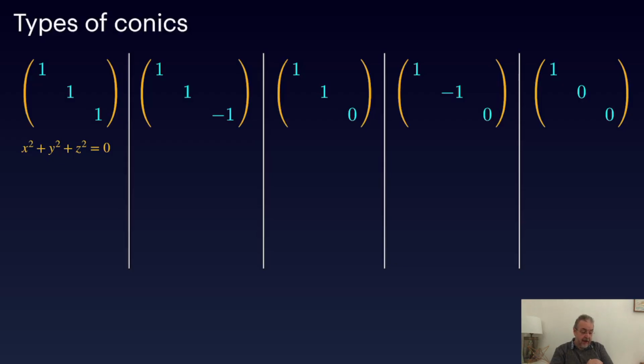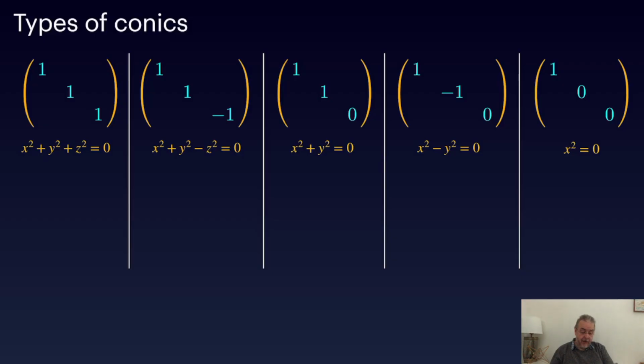Here you get something like x squared plus y squared plus z squared equals 0, x squared plus y squared minus z squared equals 0. Now you don't have a z term, so you just have x squared plus y squared, and here you have x squared minus y squared, and finally you just have x squared here. So let me try to draw pictures of what you see here.